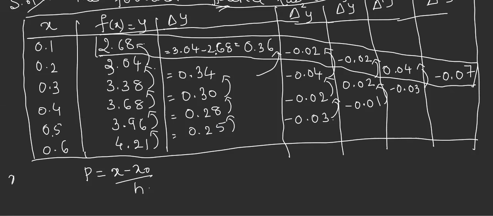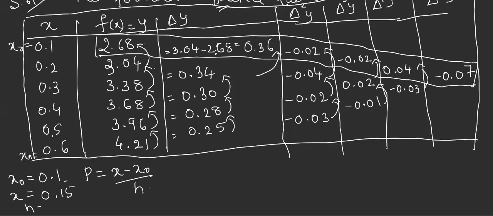Tell me what is x naught? X naught means the first value. Xn means the last value. Got it? Tell me what is x naught? 0.1. What is x? You have to see the question, you are finding the value of f of x at which value of x? What is the question? Find f of 0.15. That is x. Got it? Yes, x is 0.15.